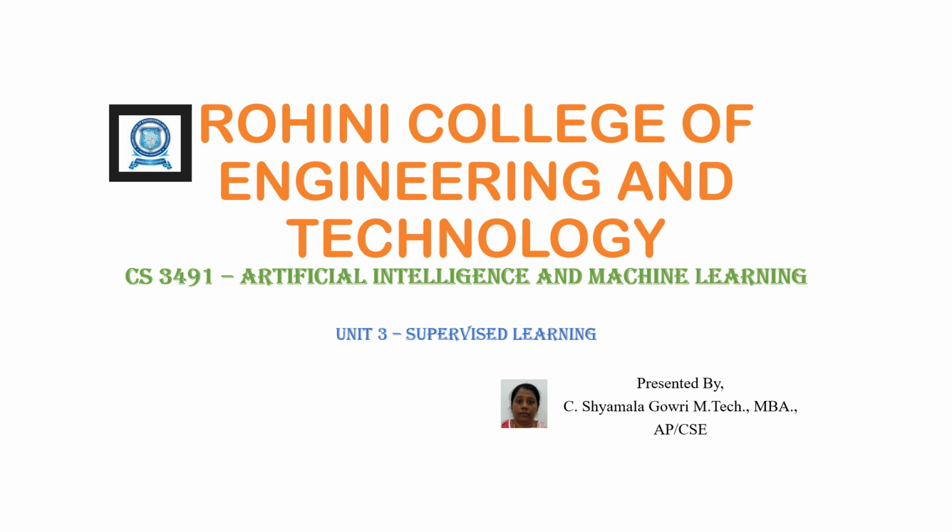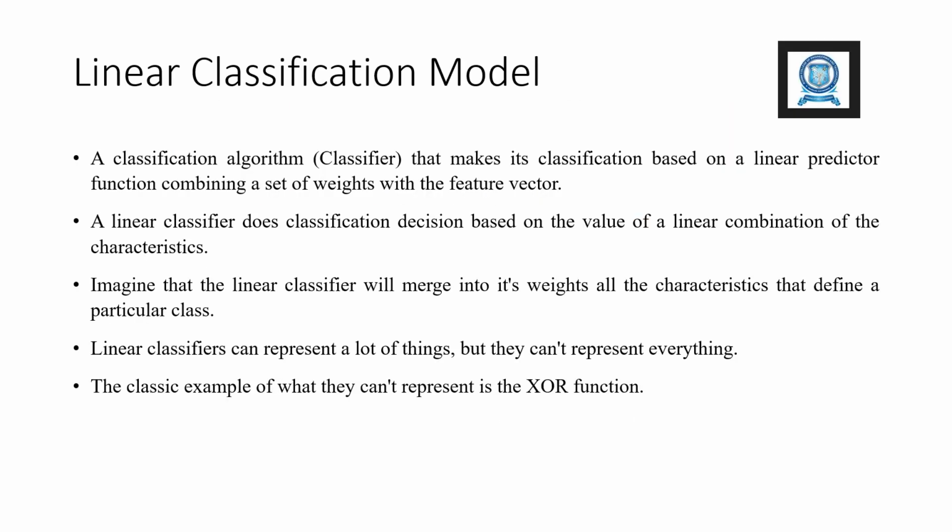Unit 3 Supervised Learning. In this presentation, I'm going to explain linear classification models. A linear classifier is a classification algorithm that makes its classification based on a linear predictor function combining a set of weights with the feature vector. A linear classifier makes its classification decision based on the value of a linear combination of the characteristics. Imagine that the linear classifier will merge into its weights all the characteristics that define a particular class.